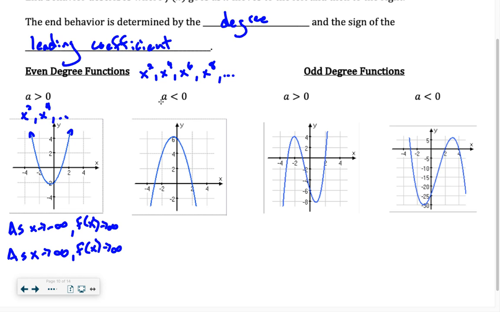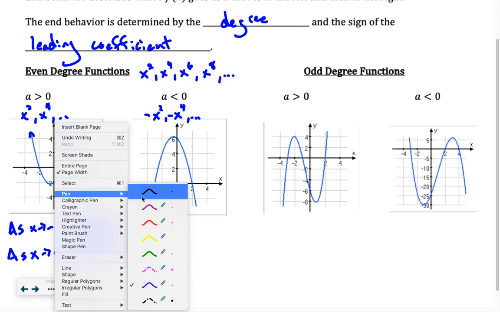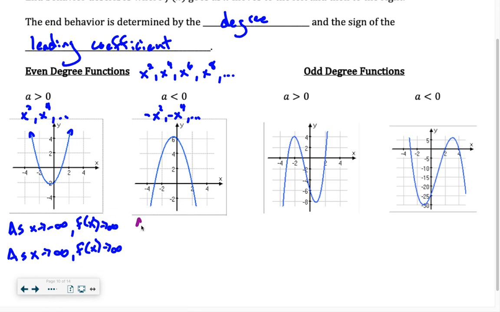If I have an even degree but a negative leading coefficient, so like negative x squared, negative x to the fourth, so on, my end behaviors go down like this. Okay, so the way that we would write that, let me get a different color here, we would say as x goes to negative infinity, my function goes to negative infinity. And as x goes to positive infinity, my function goes to negative infinity.